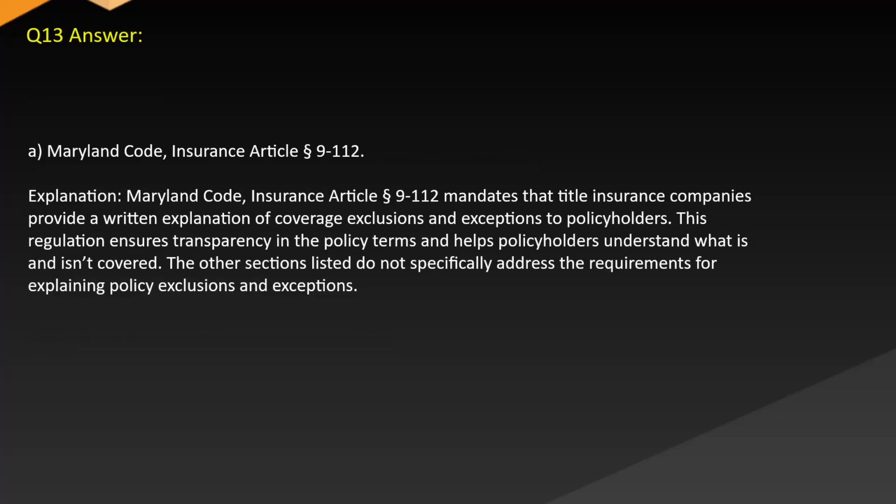Answer. A. Maryland Code, Insurance Article §9-112. Explanation. Maryland Code, Insurance Article §9-112 mandates that title insurance companies provide a written explanation of coverage, exclusions, and exceptions to policyholders. This regulation ensures transparency in the policy terms and helps policyholders understand what is and isn't covered. The other sections listed do not specifically address the requirements for explaining policy exclusions and exceptions.